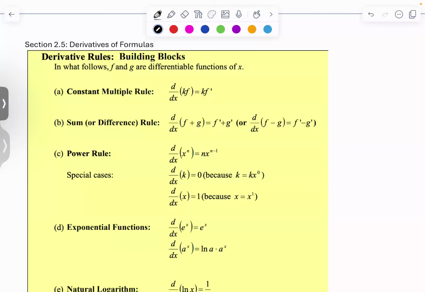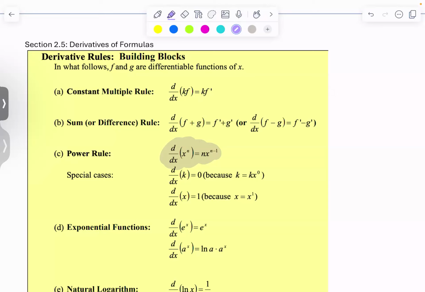Sum or difference rule: if we're adding or subtracting two functions, we can break them up into two separate derivatives. And the big one, the huge one, the main one we are going to be using for most of the semester is here. This is called the power rule. There are a couple of others that we will be using, but this is one of the big ones.